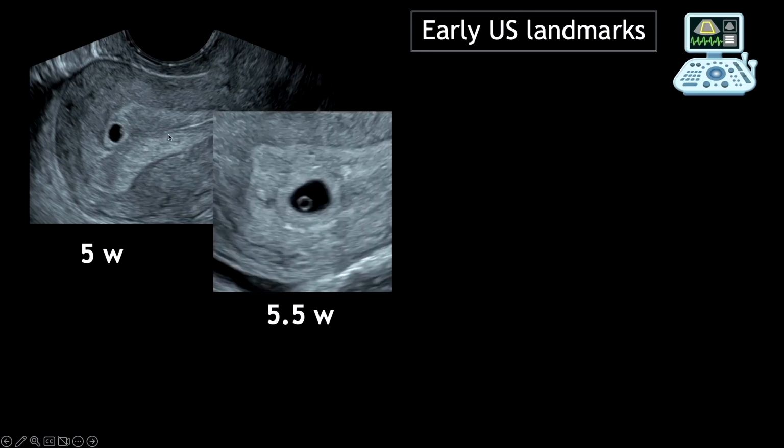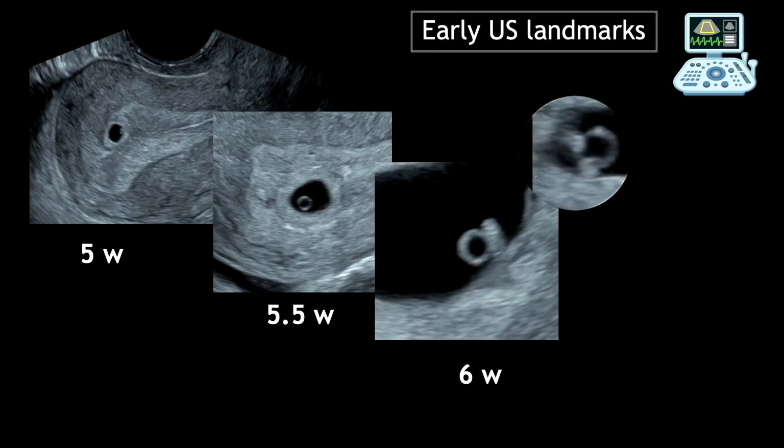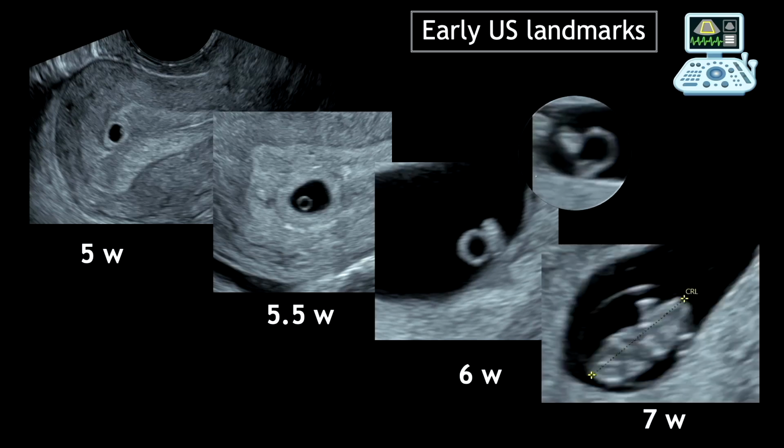At 5.5 weeks, you see the yolk sac. And at 6 weeks, you see the little tiny embryo, and that's when we first start seeing embryonic cardiac activity. And by 7 to 8 weeks, we'll see the amnion around the embryo, and we'll start seeing those little limb buds.